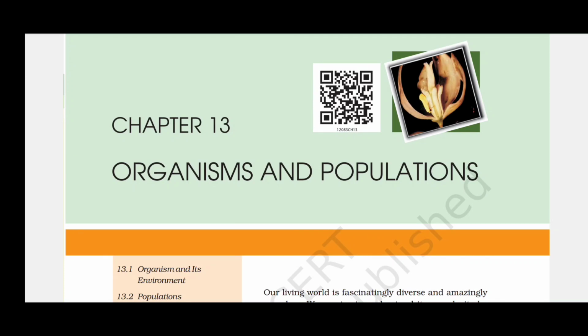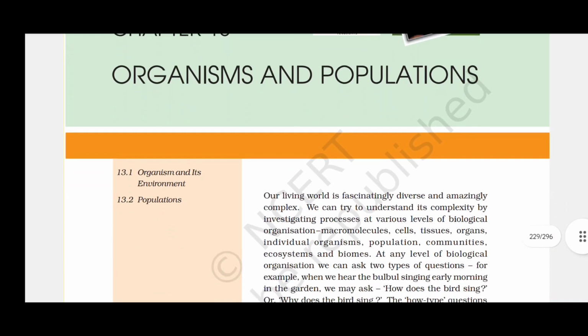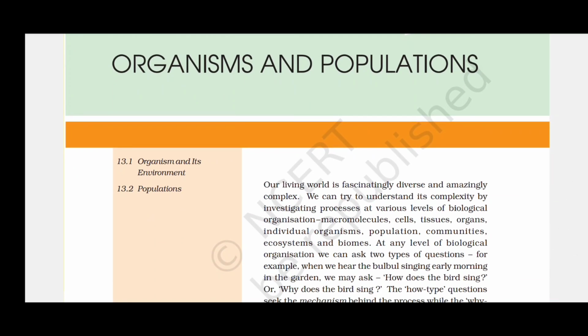Chapter 13, Organisms and Populations. Our living world is fascinatingly diverse and amazingly complex. We can try to understand its complexity by investigating processes at various levels of biological organization: macromolecules, cells, tissues, organs, individual organisms, population, communities, ecosystem, and biomes.